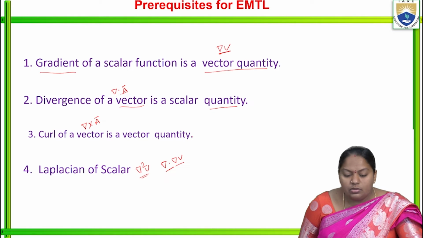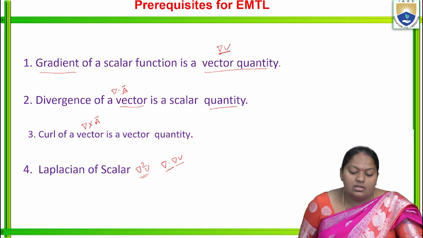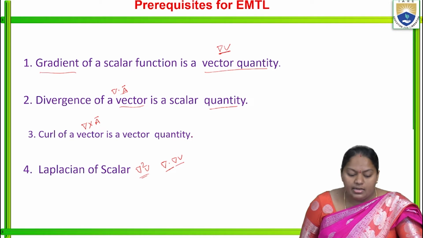With the help of this del operator, we will consider four types of terms: the gradient of a scalar function is a vector quantity, the divergence of a vector is a scalar quantity, and the curl of a vector is a vector, followed by the Laplacian of a scalar, represented with del square V. From this, we will learn about Laplace's equation and Poisson's equation. With the help of these two laws, we will find electric scalar potential values with the boundary conditions.